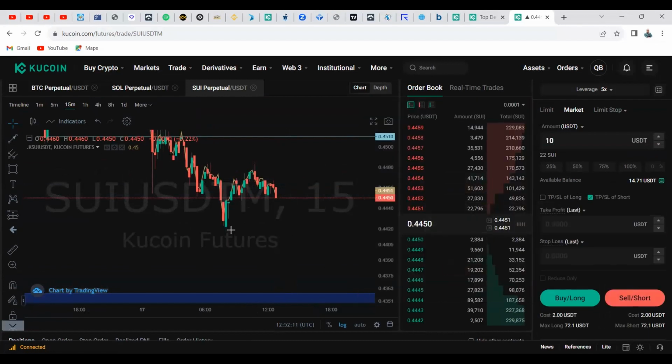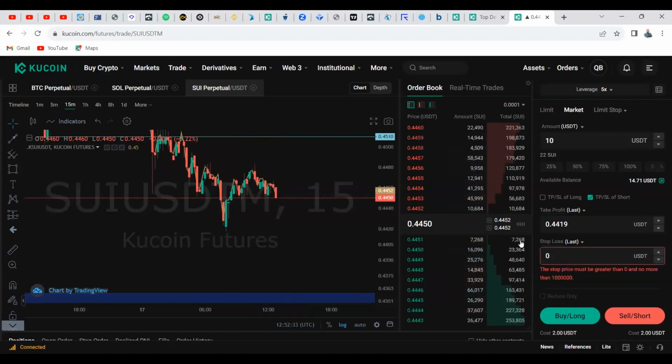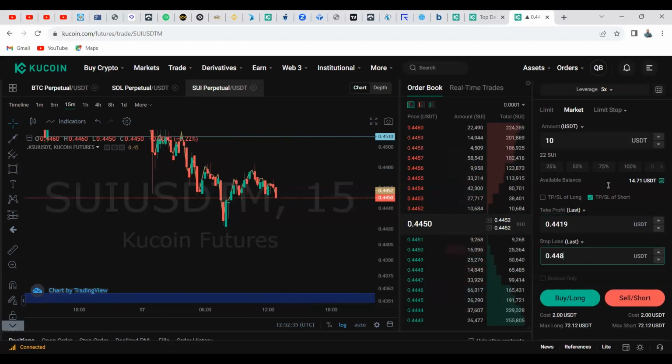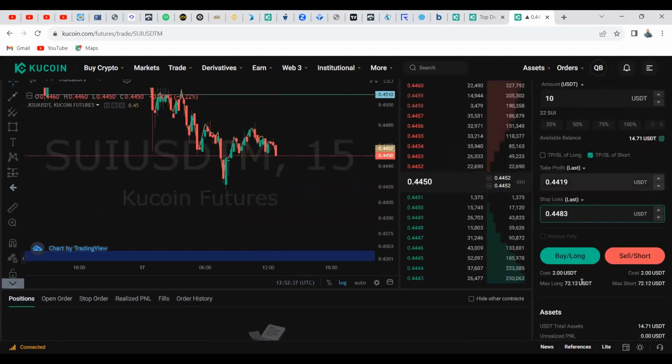So then I would set my take profit. Say my take profit would be 0.4419. If that is my take profit, then I would set my stop loss at 0.4483. Okay, 0.4483. All right.